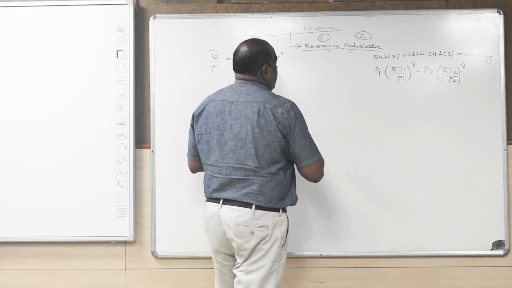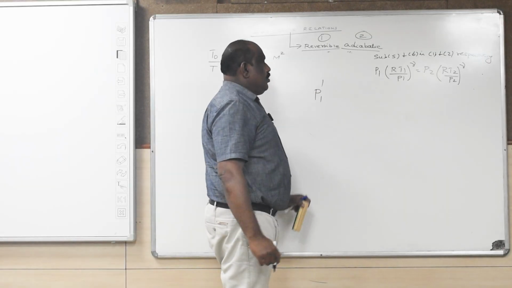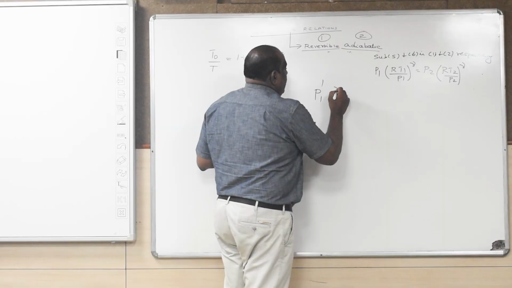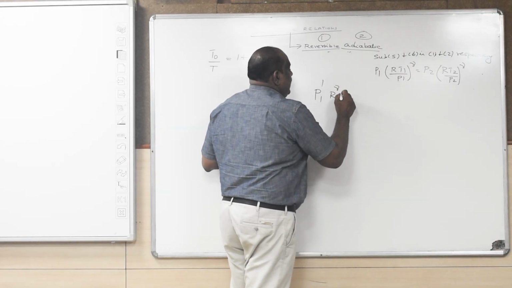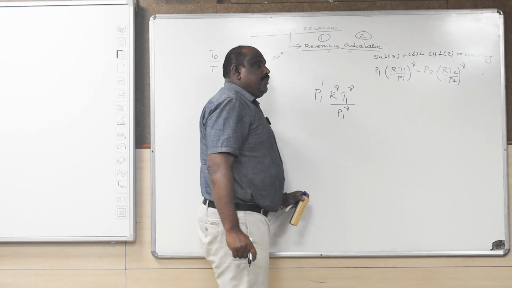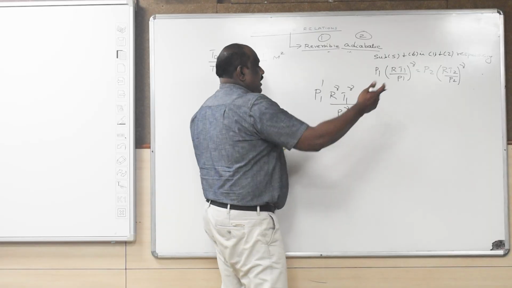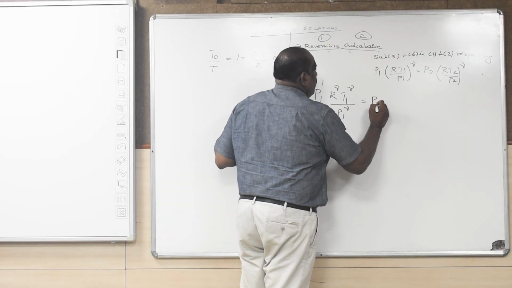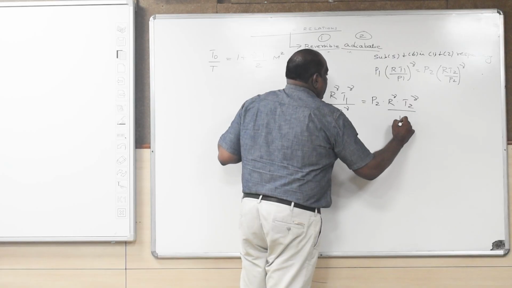So now we can see it is P1. What is the power of P1? It is 1. R power gamma, why? This gamma is common to all three terms, so R power gamma, T1 power gamma, P1 power gamma. What I did is give this power to all three terms. Similarly on the right hand side, it will become P2, R power gamma, T2 power gamma by P2 power gamma.